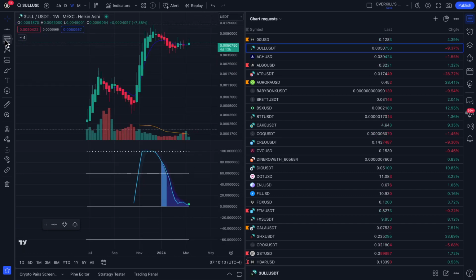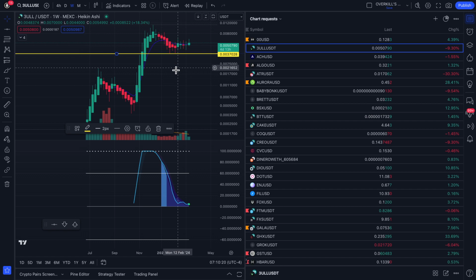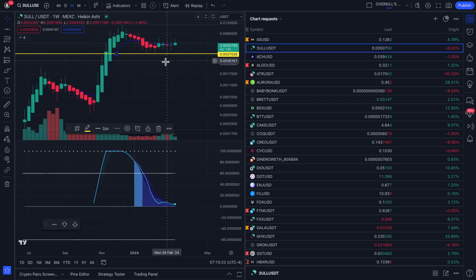Here's 3. I think they're trying to spell bull there with a 3. Never seen this one, but this is a very strong looking chart. There's no 50 EMA on this one because it's very new, but I'd use a stop loss at 0.003.